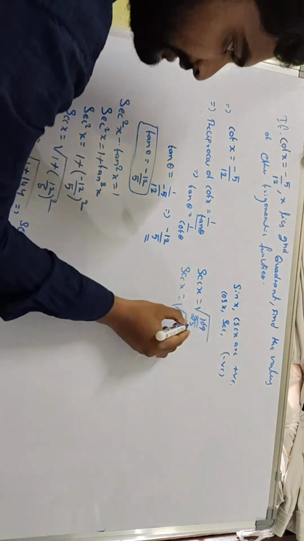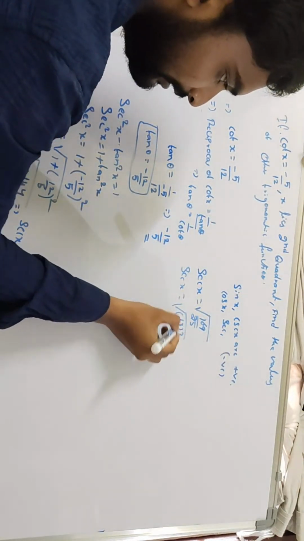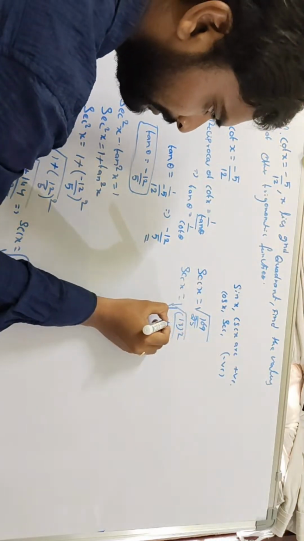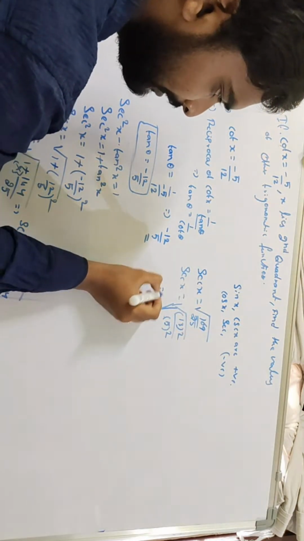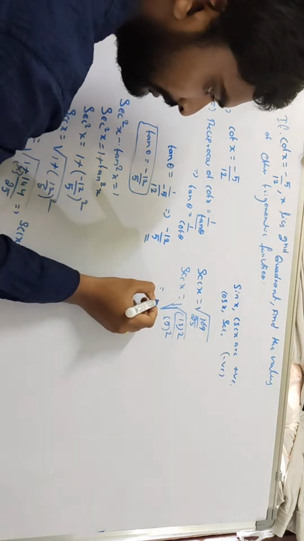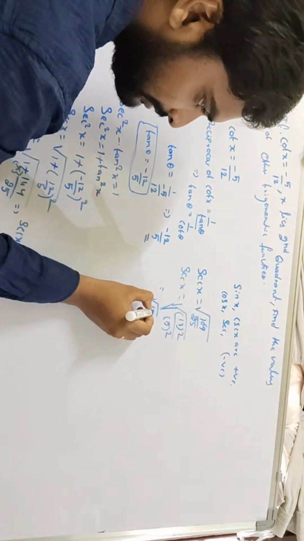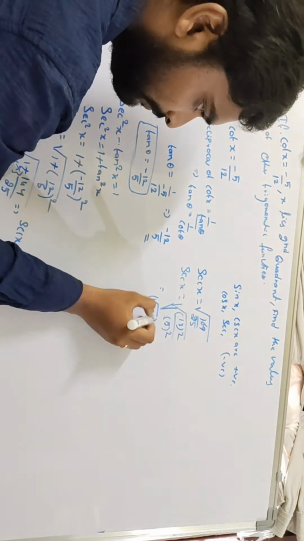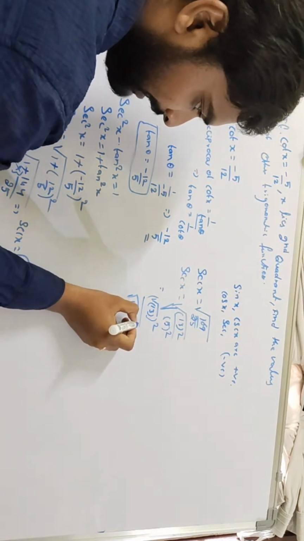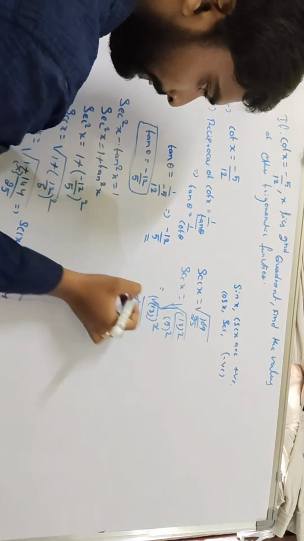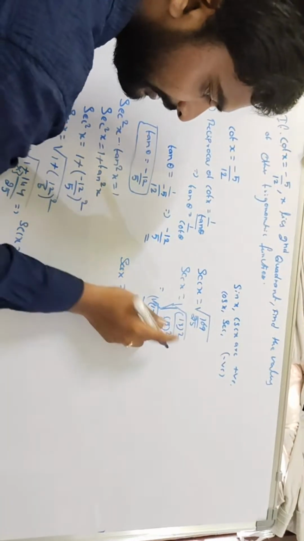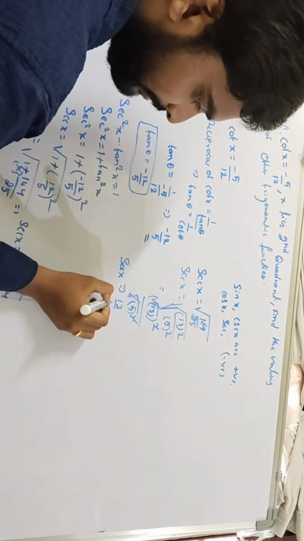169 will be written as 13 whole square by 5 whole square, and the square root applies to both numerator and denominator. So the expression becomes 13 whole square divided by 5 whole square, and the square root will be cancelled. What is remaining? We have secant x is equal to 13 by 5.